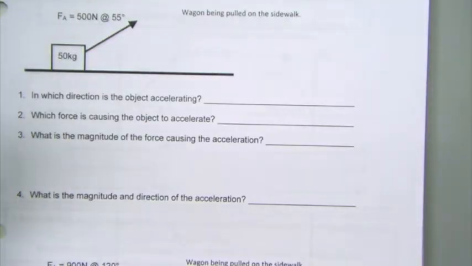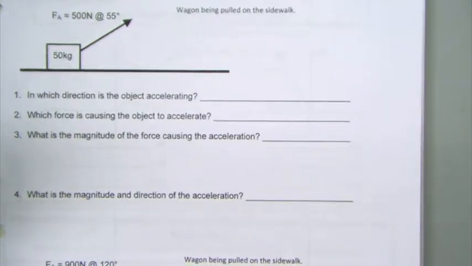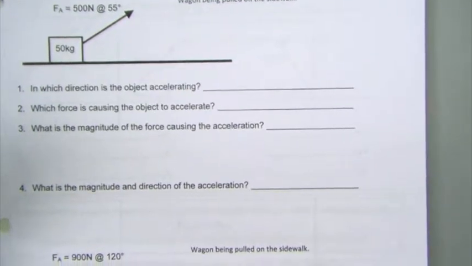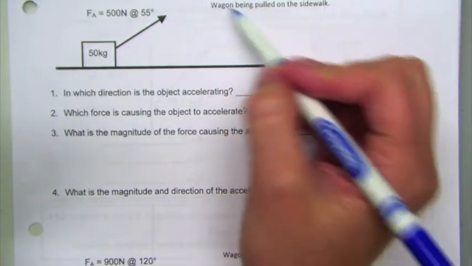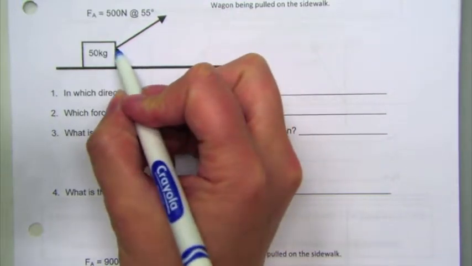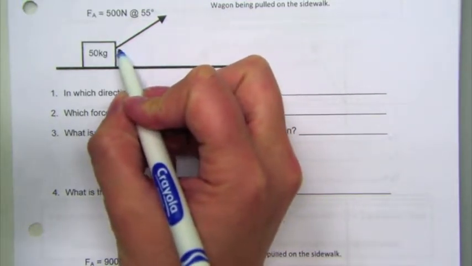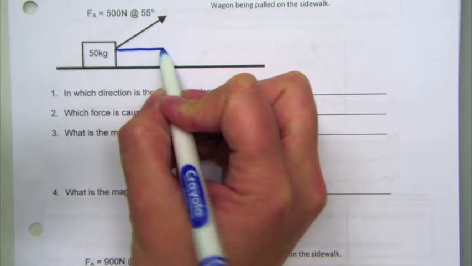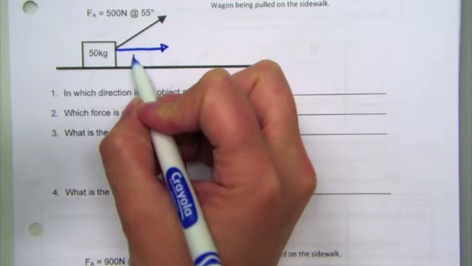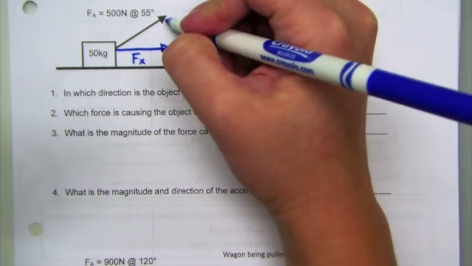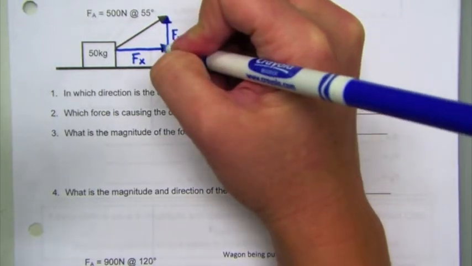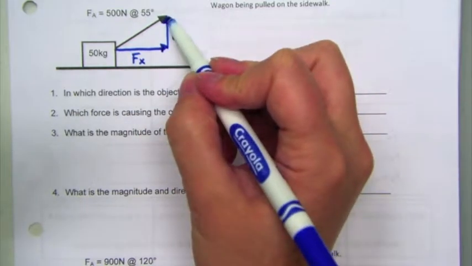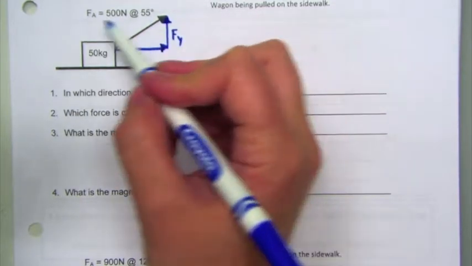Okay, so now that we know how to do vector addition, we're going to do the opposite operation, which is vector resolution. And what I want you to do here is first draw and label your component vectors. Your component vectors are your x and y direction vectors. So this is your Fx, and this is your Fy. Okay? They should make the triangle with your applied force, Fa.